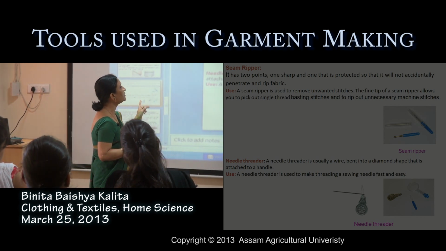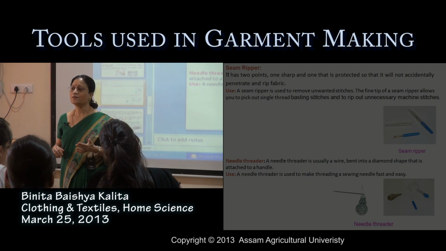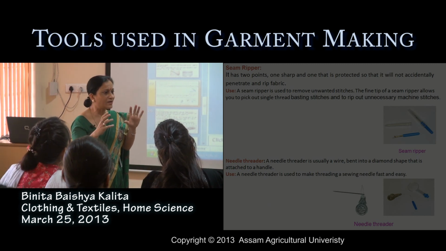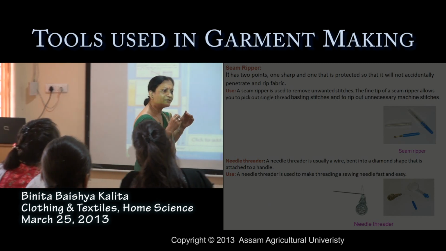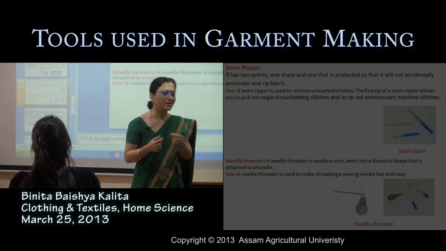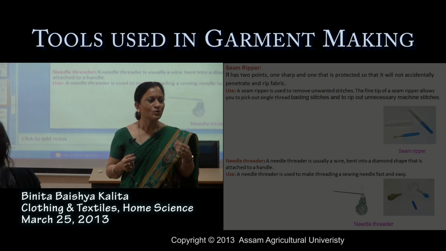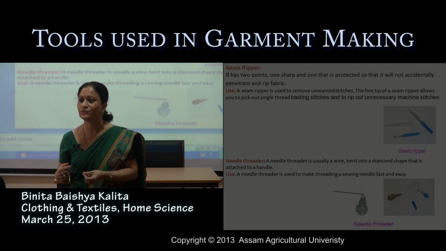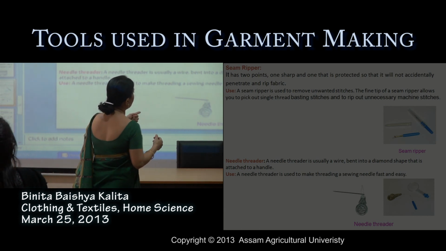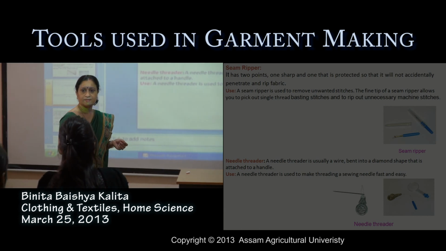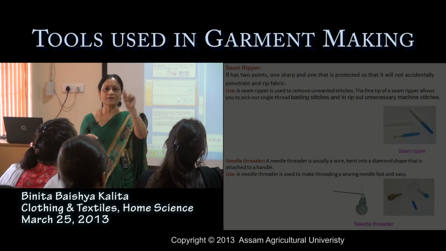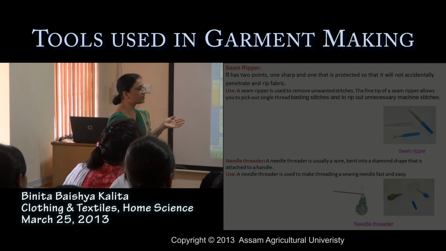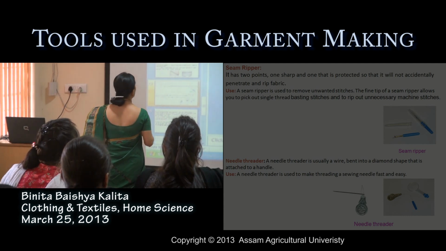Then next one is needle threader. Okay, so a needle threader is very essential, because if you are having some eye problem, then it will take so much time to thread the needle, is it not? So to thread the needle easily, we can use the needle threader. This needle threader is a metal tool, and at the top of it you have a diagonal wire through which you can easily thread your needle.